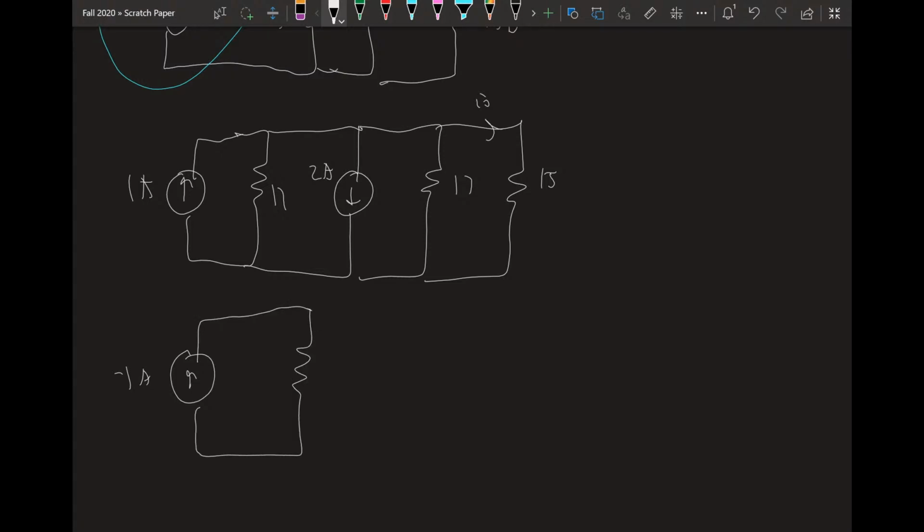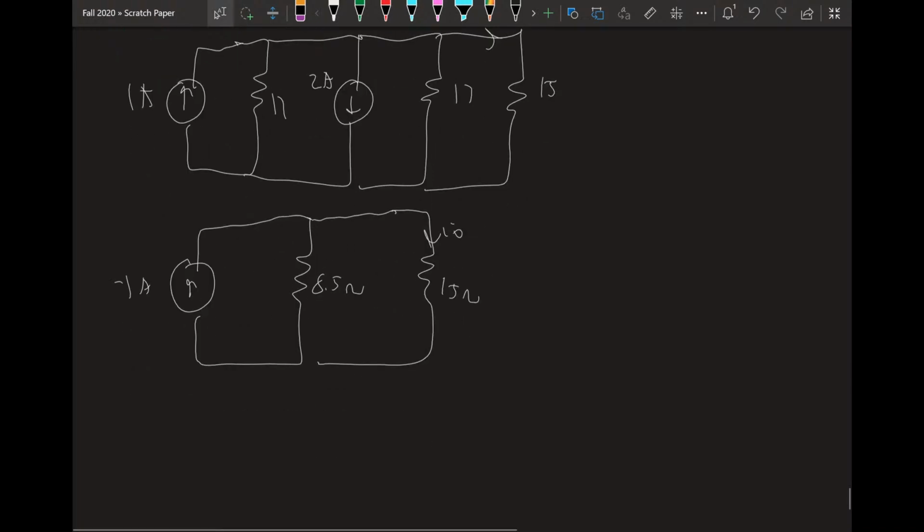We get 8.5 ohms here. And we get 15 ohms here, and here's I naught. So now we can easily find this using the current divider equation, right? So I naught equals I total, negative 1, times the opposite resistance over the one you want, 8.5 over 15 plus 8.5. This equals negative 850 milliamps, and that's the answer.